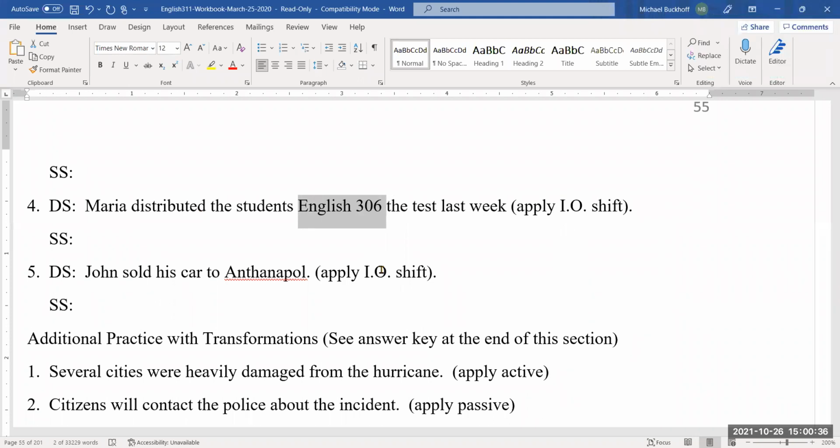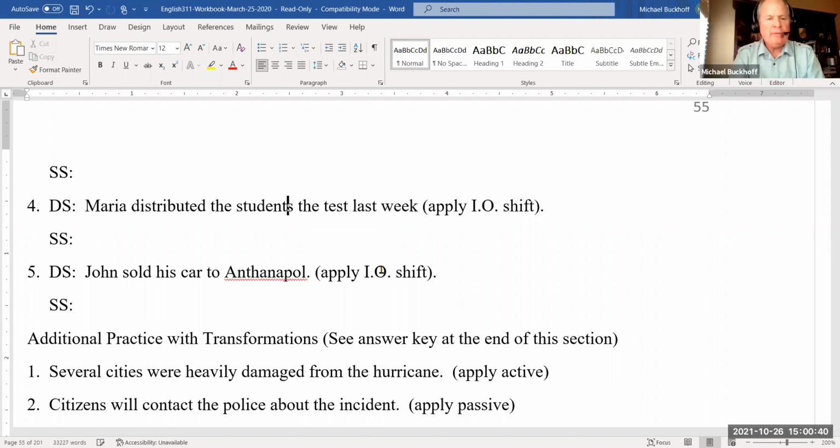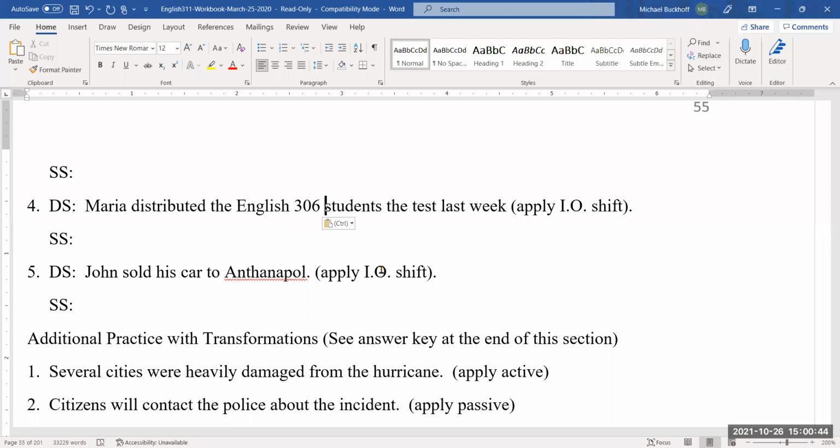Can you put that one in the beginning? I'm going to put it right before students. Yes, I'm going to turn it into an adjective. You see what we're saying here? So Marie distributed the English 306 students the test last week.